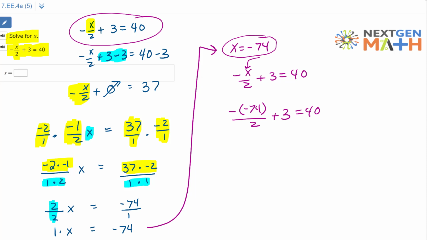So we're checking our work. Does the left side equal the right side? A negative times a negative is a positive, so we have positive 74 over 2 plus 3 equals 40. And then 74 divided by 2 is 37, plus 3 equals 40. 37 plus 3 is 40. 40 equals 40. Since the left side is equal to the right side, we know that x equals negative 74 is, in fact, the correct answer.